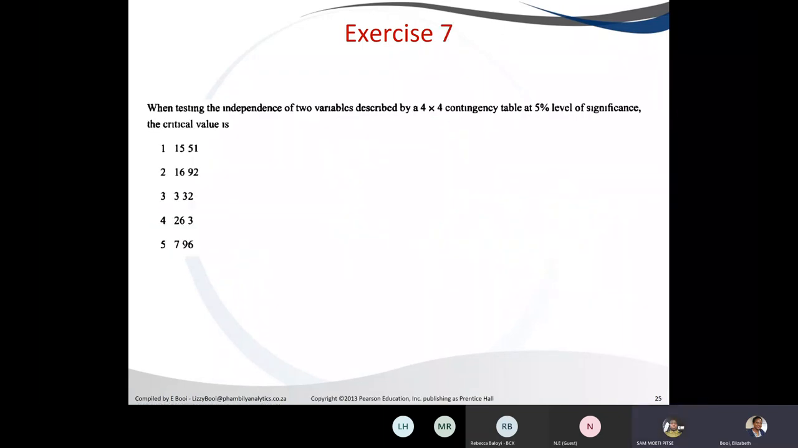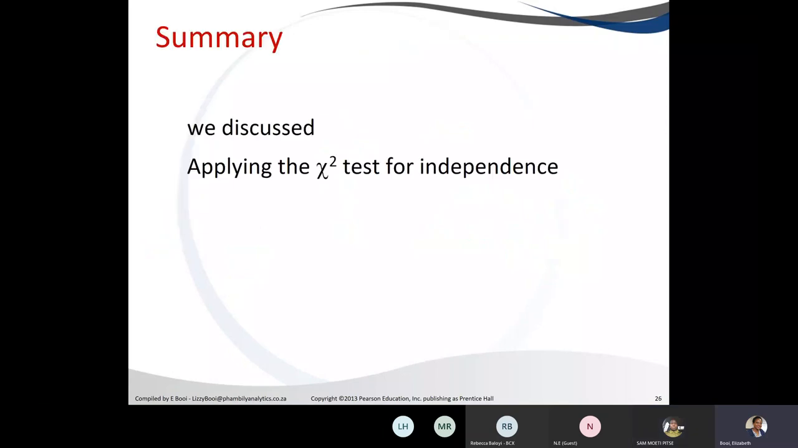And with that, it concludes what we did today. So today we discussed how to apply the chi-square for independence. Remember, in your module, you only do chi-square for independence, where we use the contingency table. If in the contingency table they didn't calculate the totals, you quickly calculate the totals, because you will be required to use the totals to calculate the expected value. And we use those expected values to calculate the test statistic, which is the sum of your observed minus your expected, squared, divided by your expected.